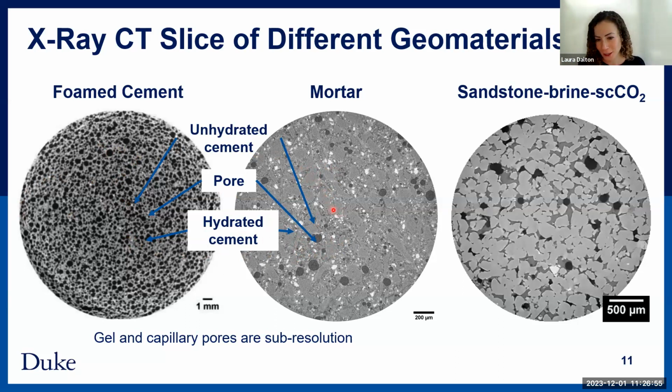And we can really only tell that because of the sharp edges, because the density is actually very close to that of our binding material in the middle. And just to mention, gel and capillary pores, those nanometer scale pores, we cannot see those with X-ray CT, but there are other ways to study that as complementary information.